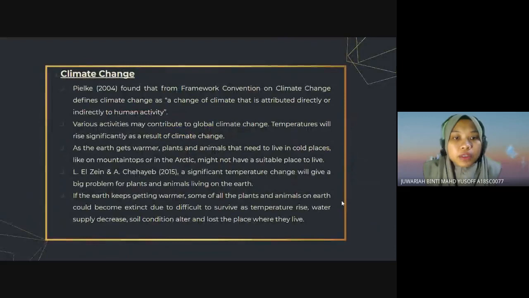For the literature review, climate change. Various activities may contribute to global climate change. Temperatures will rise significantly as a result of climate change. As the earth gets warmer, plants and animals that need to live in cold places, like on mountain tops, might not have a suitable place to live. If the earth getting warmer, some of the plants and animals on Earth could become extinct due to difficult to survive.